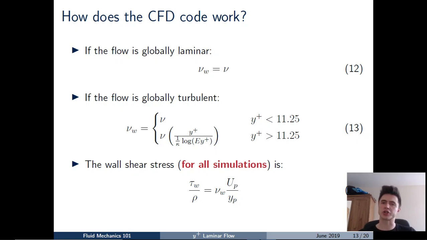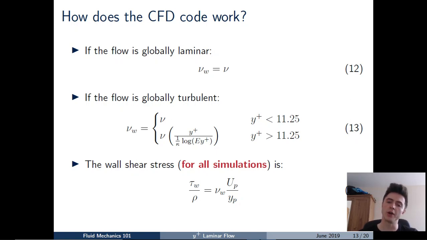And if you're unsure about where this comes from or need a reminder, I would advise you to go back and have a look at my previous videos on wall functions and the difference between y plus and y star, where this transition region is explained in a lot more detail.